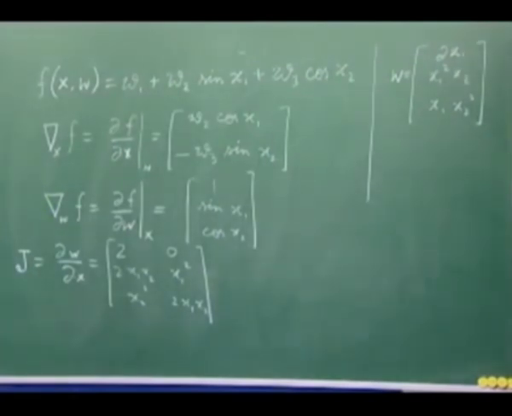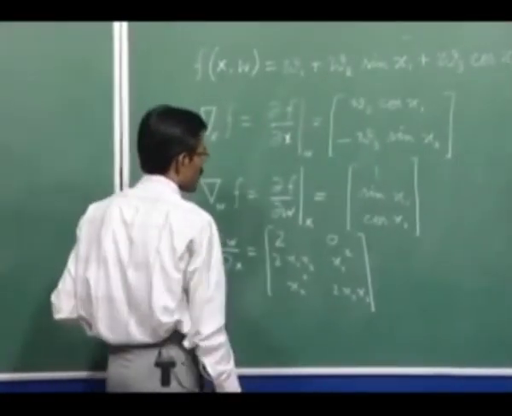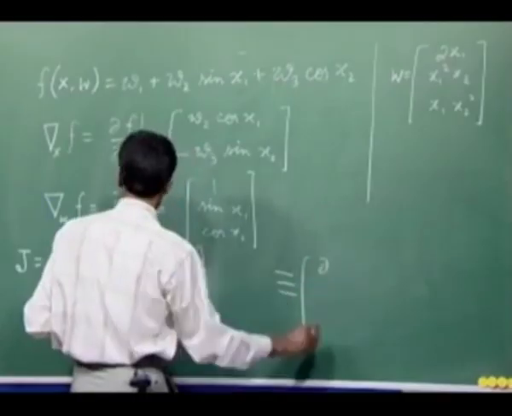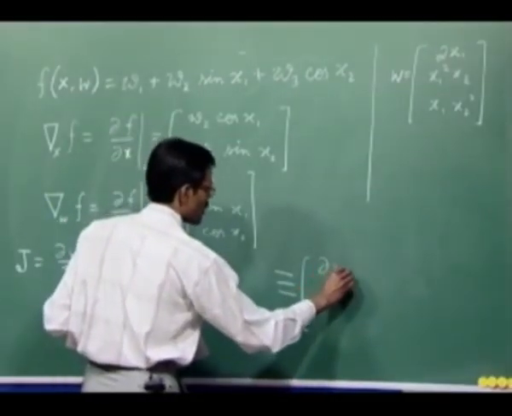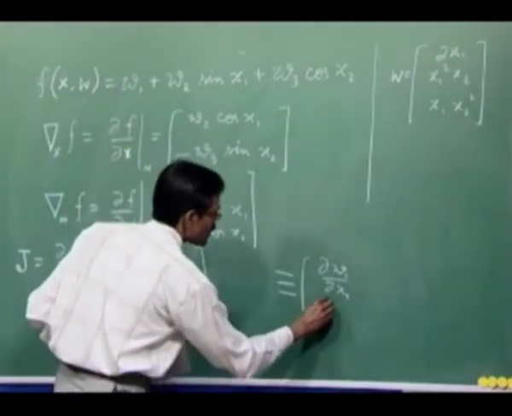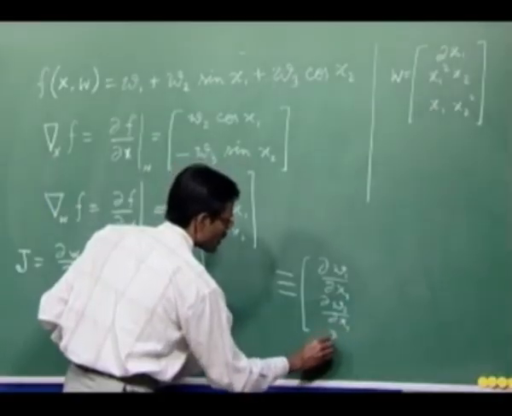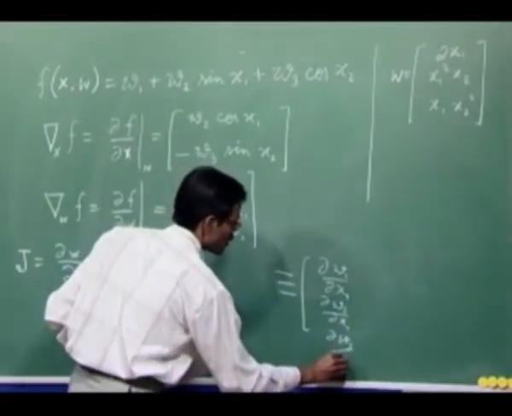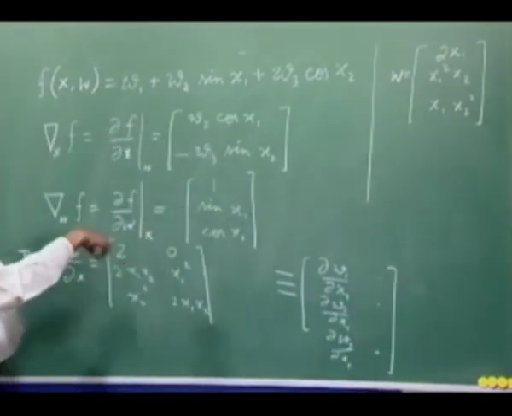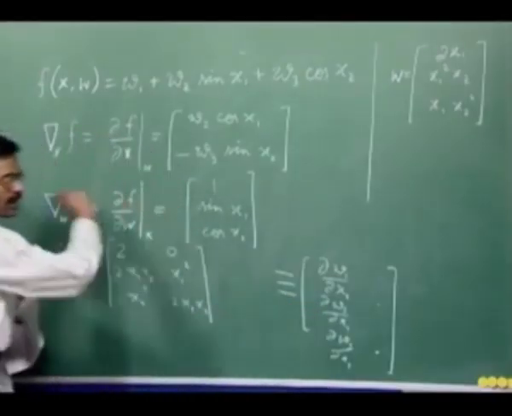So, when we construct this, now see what it means. This Jacobian, what does it mean? It means del w1 by del x1, then del w2 by del x1, and del w3 by del x1. Similarly, these are with respect to x2. Now, its transpose will have these three elements in the first row.